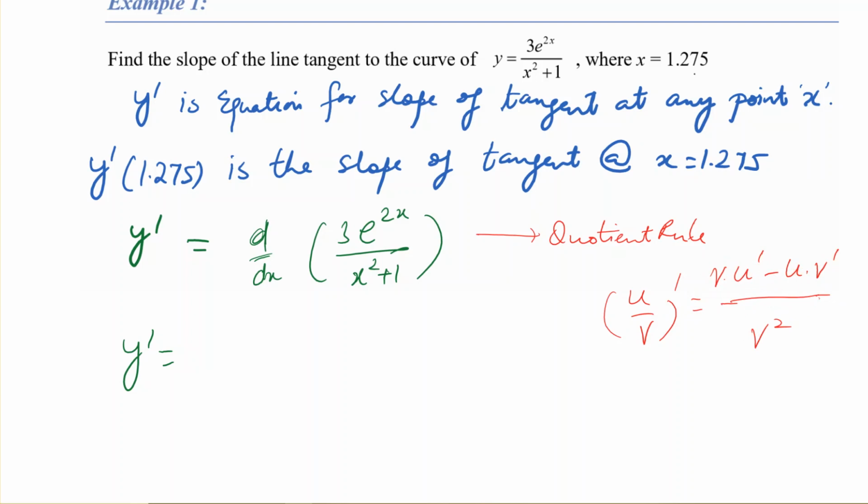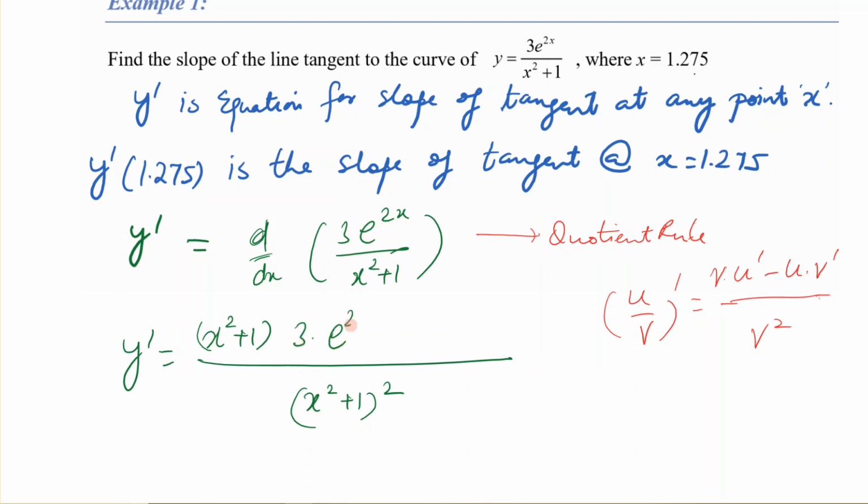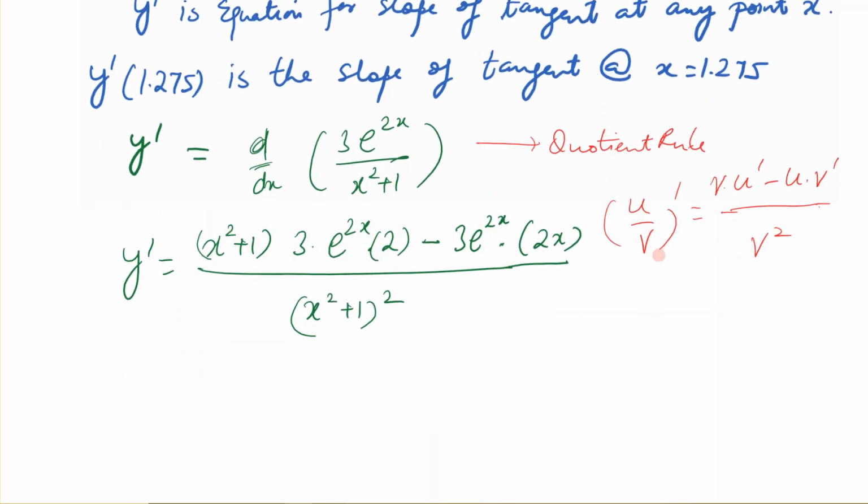So we get x squared plus 1, the denominator squared, then denominator as it is, derivative of numerator. So derivative of 3 times e raised to power 2x would be 3 as it is, e raised to power 2x times 2, because we need to apply chain rule, minus 3 times e raised to power 2x as it is, and the derivative of denominator. So derivative of x squared plus 1 would be 2x.